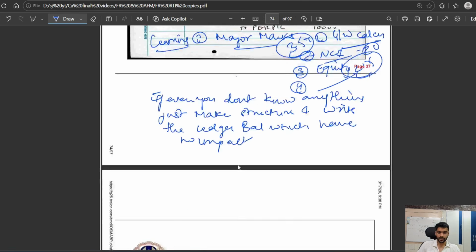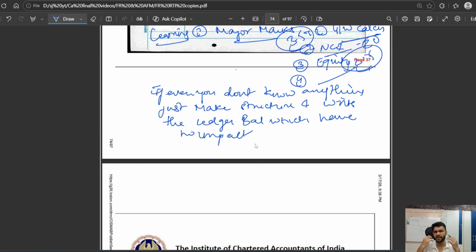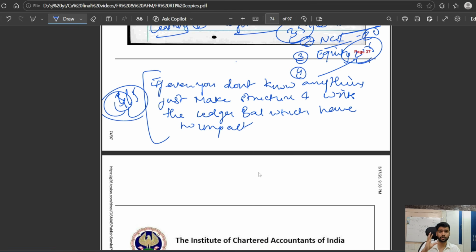Even if you don't know anything, it is a very big, unique question, and you have not seen it or practiced it, do not worry. I was given at least 4 to 5 marks out of the remaining ones, and I only copy pasted those accounts where there was no impact. So just make the structure and fill in the amounts where there is no impact. You will still get 4 out of 5 marks. 4 to 5 marks you will definitely get.